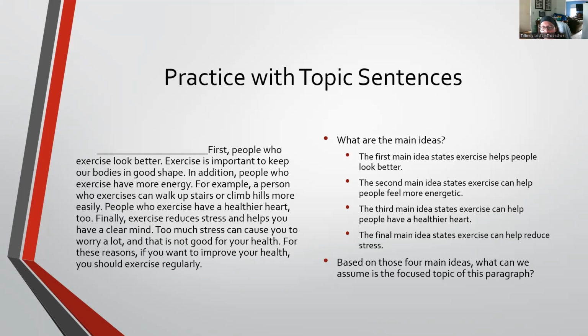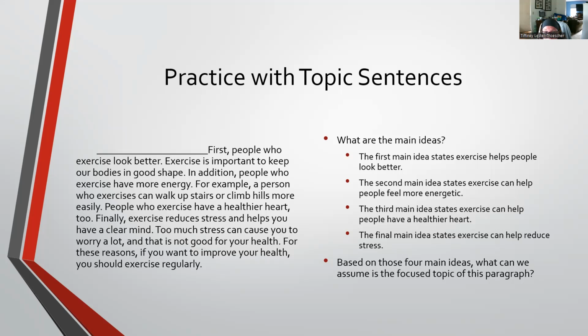Okay, so how would we go about creating a topic sentence for this paragraph? Well, we have to look at the main ideas to begin with. The first main idea is about how exercise helps people look better. The second main idea is about how exercise can help you feel more energetic. And the third main idea is about how exercise can help you have a healthier heart. And then the final main idea is how exercise can help reduce stress. So it's those four main ideas that we have to encapsulate in a single topic sentence.